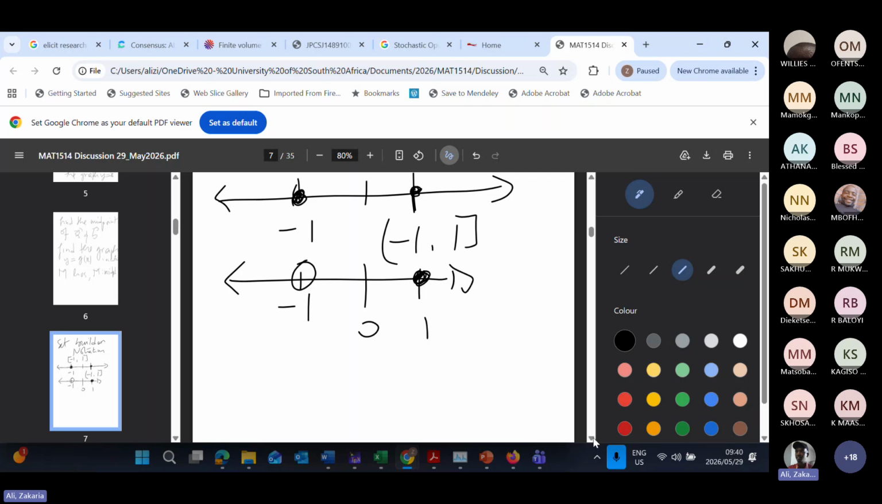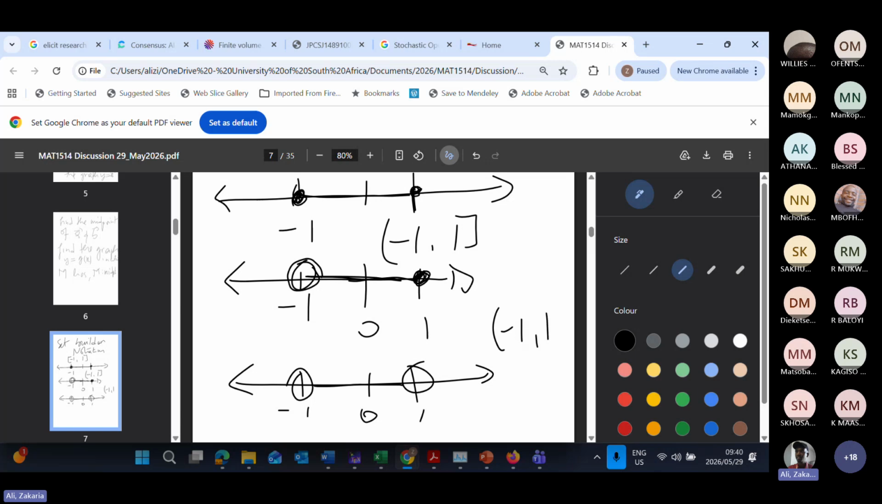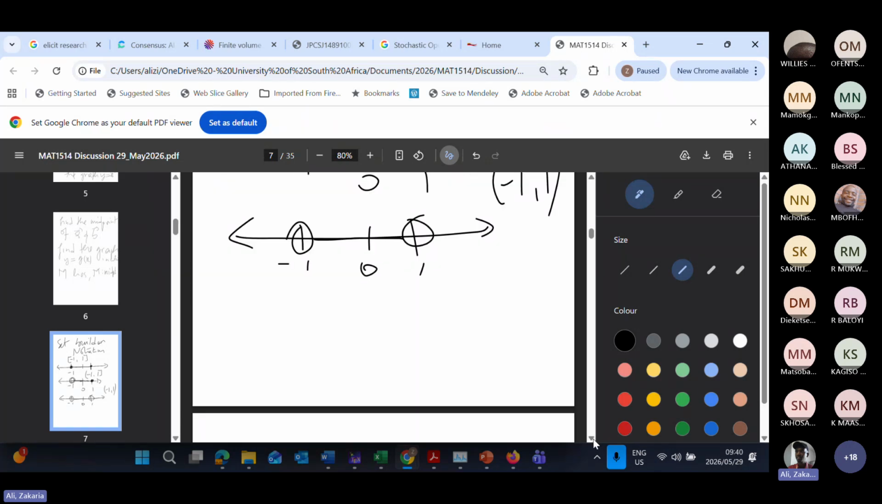So I said, if you have it in this form, with this open, it means that it's half open. And if you have it like this, let's say -1 open and then 0, 1, open on both sides, that means it's open on both sides. So you write this interval as -1 to 1, right? That is in R.